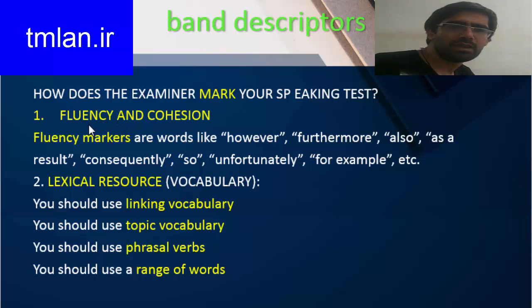The first category that the examiner is marking your speaking is fluency and cohesion. They will be marking you on: do you speak smoothly without long pauses? Do you produce new information? Do you link your ideas by using fluency markers? Fluency markers are words like however, furthermore, also, as a result, consequently, so, unfortunately, for example, etc.